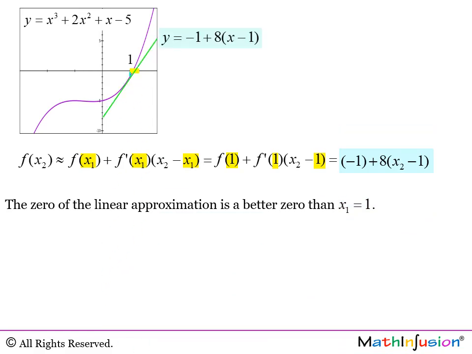Here is the meaning of this equation. y equals negative 1 plus 8 times (x minus 1) is the equation of the tangent line to the curve at x sub 1, which equals 1. In order to find a better approximation for x sub 1, we have to find the intersection of this line with the x-axis.